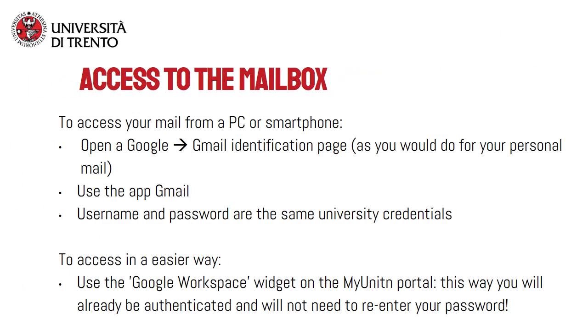Access to mailbox. To access your mail from a PC or a smartphone, you need to open a Google Gmail authentication page, as you would do for your personal mail, or you can use the Gmail app. The username and password are the same as your university credentials. If you want to log in easily, use the Google Workspace widget on the My UniTrento portal. In this way, you will already be authenticated and will not need to enter your password again.